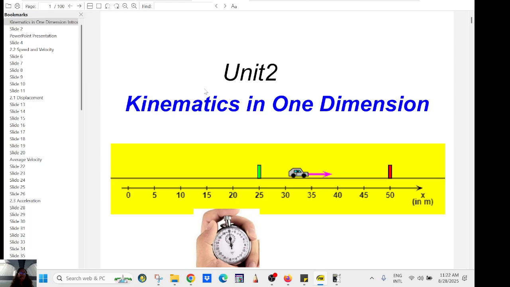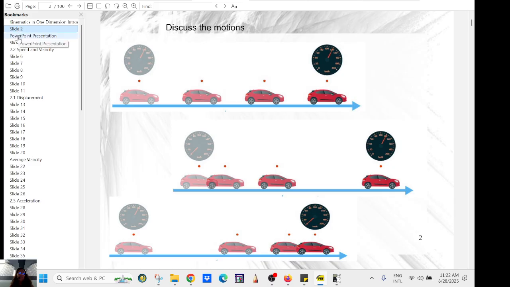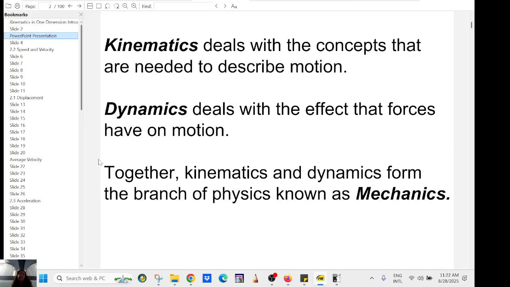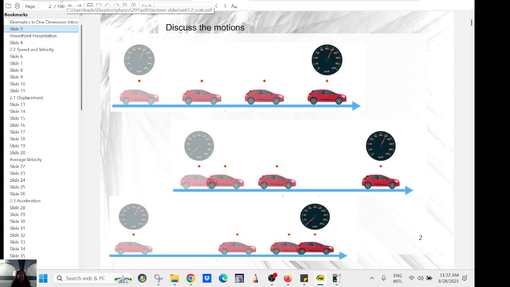So you have two branches in what we're going to study this year. You have kinematics that will only study motion. So you will need physical quantities such as acceleration, velocity, displacement, time. And then we will go to dynamics that will explain why motion happens in the first place. So now we start with kinematics.